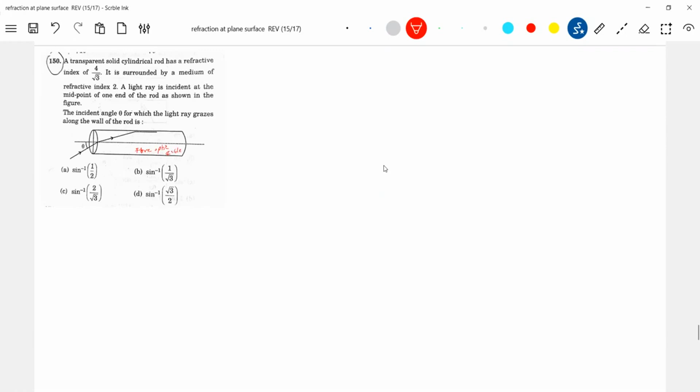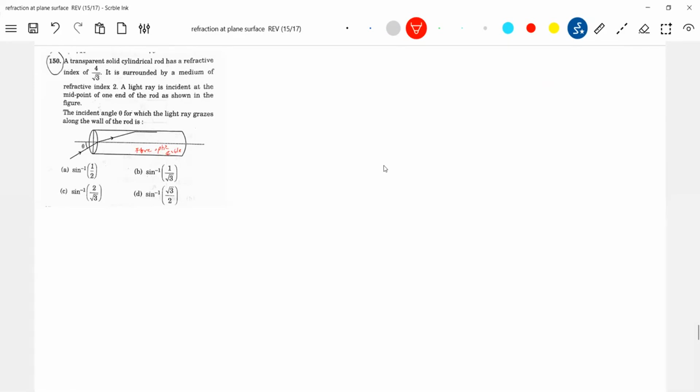A rod has a refractive index of 4 by root 3, and it is surrounded by a medium of refractive index 2. A light ray is incident at the midpoint of one face of the rod, as shown in the figure. Find the incident angle theta for which the light ray grazes along the wall of the rod. The same numerical was asked with theta 45 degrees. Here the theta is unknown, and theta is what is being asked.